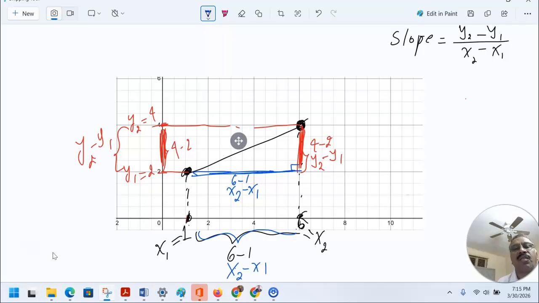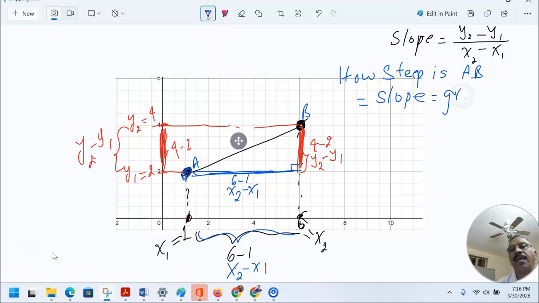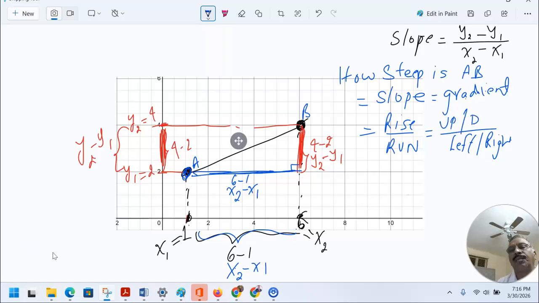Then if you want to know how steep this line segment from A to B is, how steep is AB? That is what is called slope. Slope basically means gradient, like the gradient of a road, maybe gradient percentage-wise. We write it as rise over run. Run is going left or right, and rise could be going up or down.